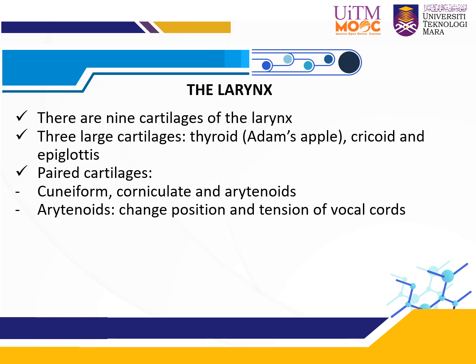Normally it's very prominent in males. Okay, and then we have the cricoid and epiglottis, and then we have three paired cartilages, meaning two each, which are cuneiform, corniculate, and arytenoids. Now arytenoids can change the position and the tension of the vocal cords.